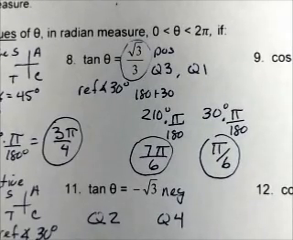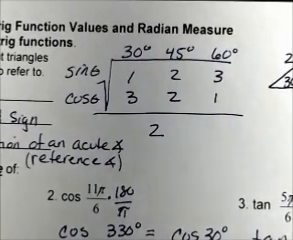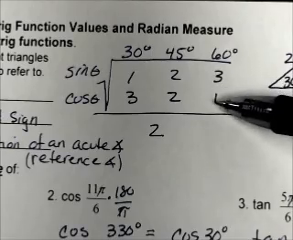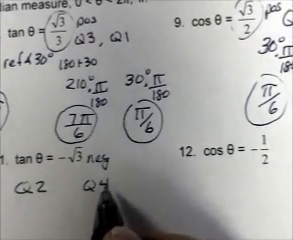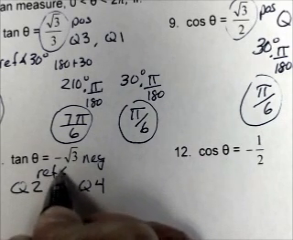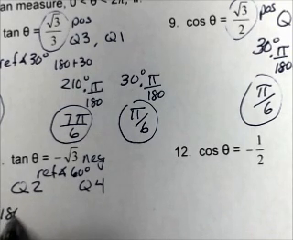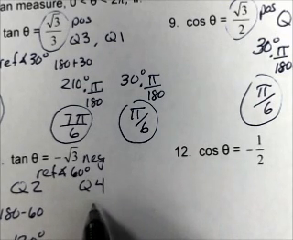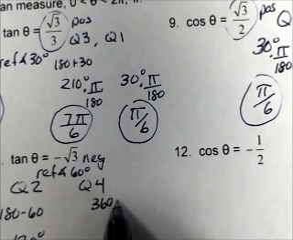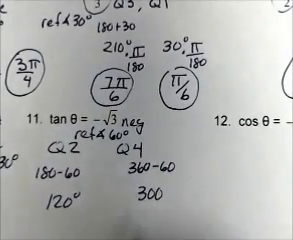What angle has a tangent value of square root of 3? Tangent is going to be sine over cosine. So that would be square root of 3 over square root of 1, so 60 degrees. So 60 degrees is our reference angle. In quadrant 2, to get our actual angle, we take 180 minus 60, which is 120. And in quadrant 4, 360 minus 60, which is 300. This is our angle measure.